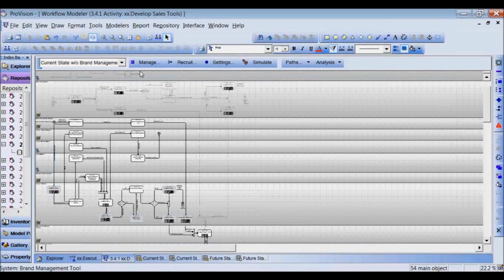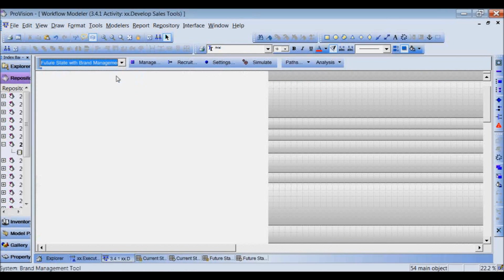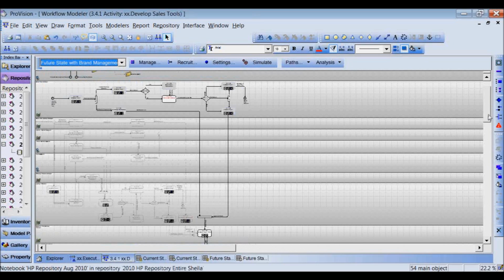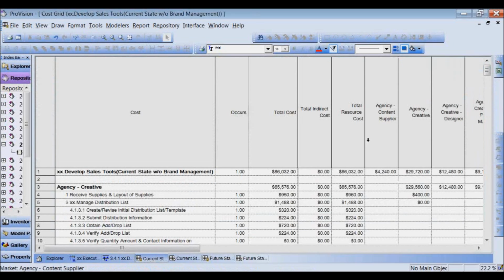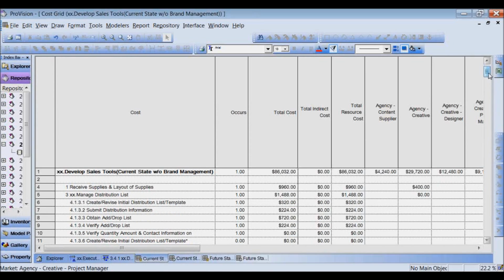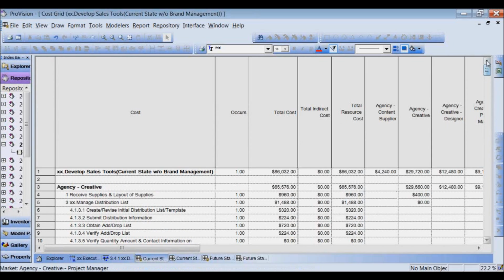You would run the current state simulation for timing and cost metrics, and you would then run the future state. In this case, this is a marketing department that was outsourcing a lot of their sales tools, and they wanted to know what the process is costing them. A lot of times it's hard to do in a matrix environment, but what this process was costing them each time the marketing department requested these particular sales tools, you can see that it cost them a total of $86,000 for each run.